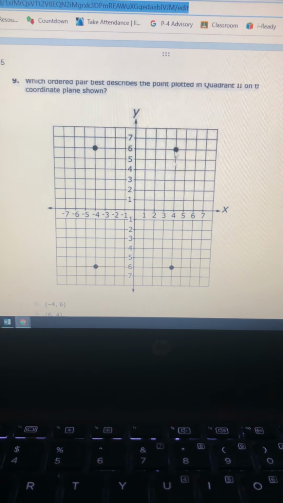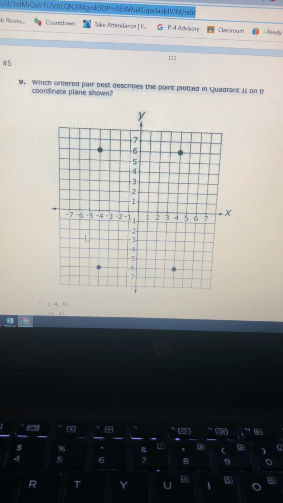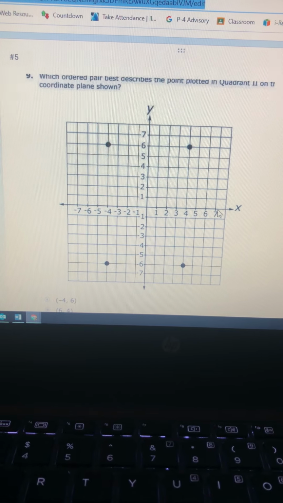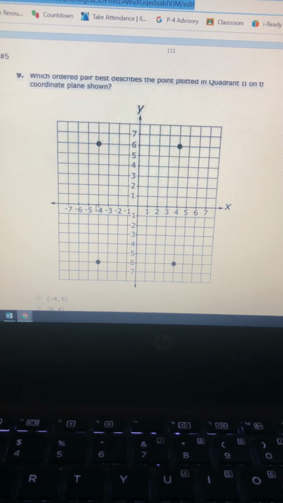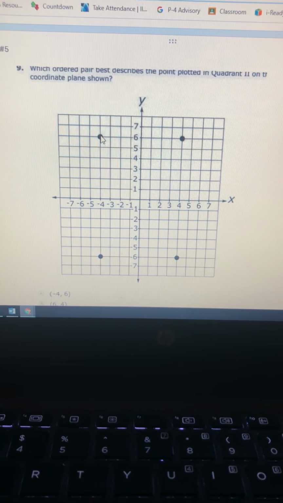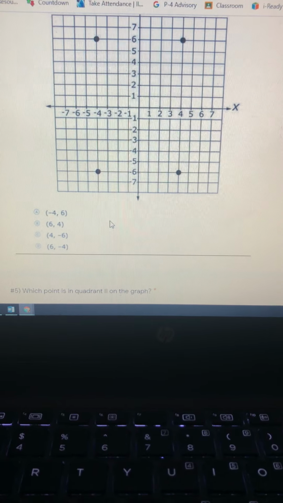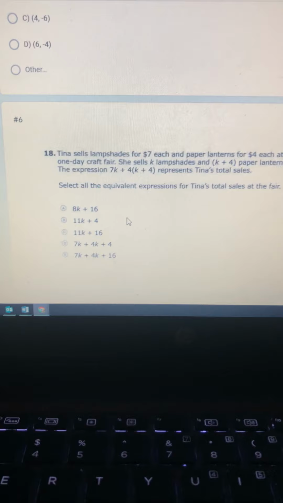So this is quadrant 1, right here where you see my cursor. This is quadrant 2, quadrant 3, quadrant 4. So as we read from left to right, on the x-axis, we're going to go over to -4 and then up to 6. So that answer is A, (-4, 6). Easy, easy, easy. Number 6.